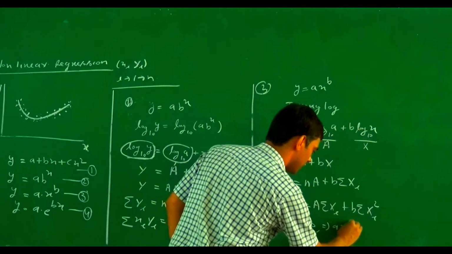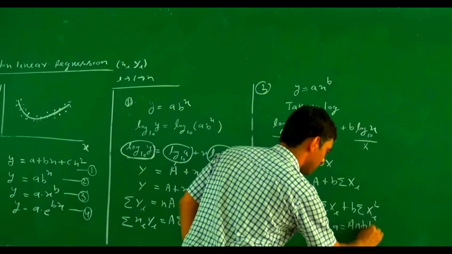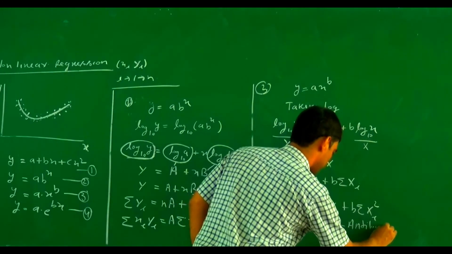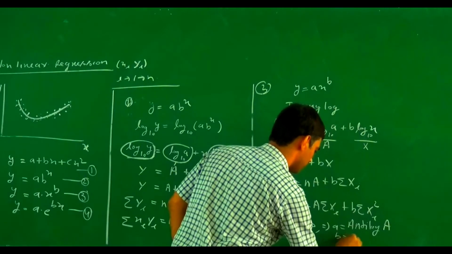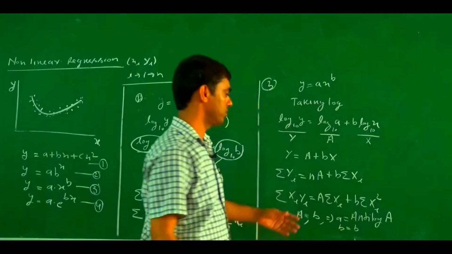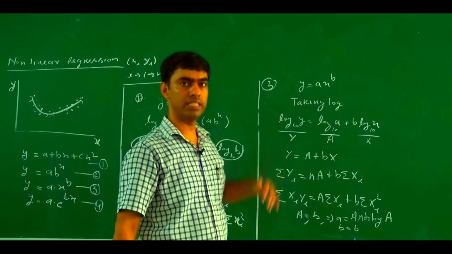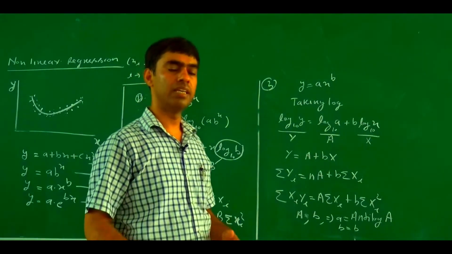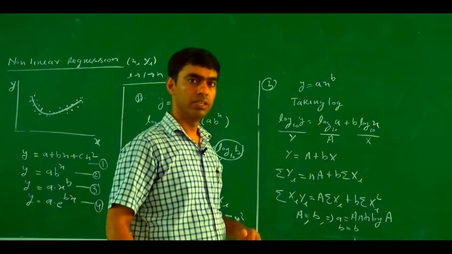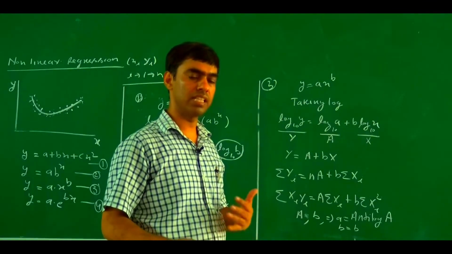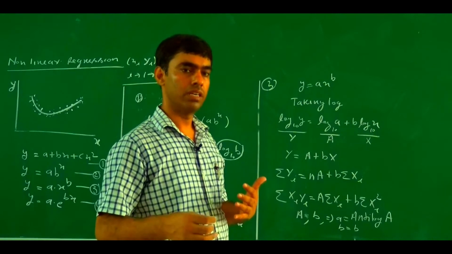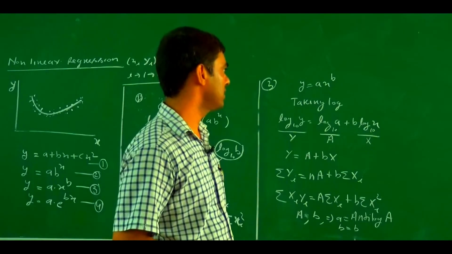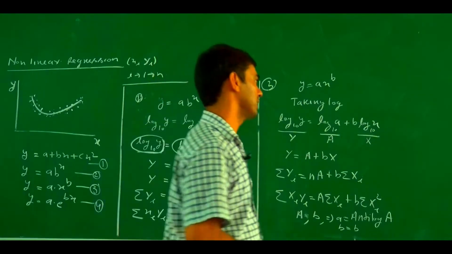After solving this, how do we find a and b? a equals the antilog of A, and b is b. Once we find a and b, putting them here, we find the required form of the nonlinear regression, as well as this one being curve fitting in this form. So you may also treat this lecture as an extension of curve fitting by the method of the principle of least squares in case of a nonlinear equation.